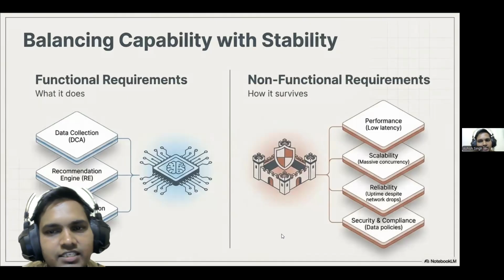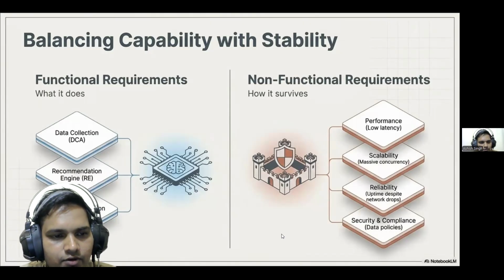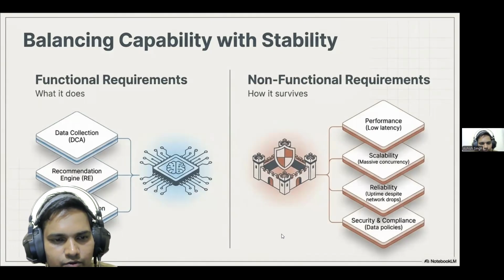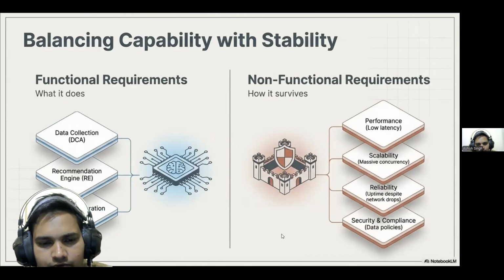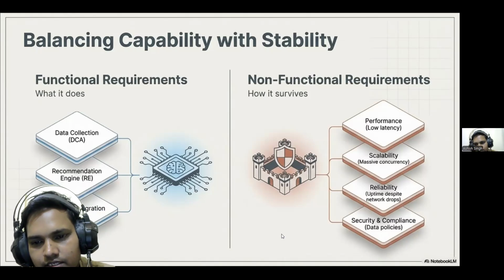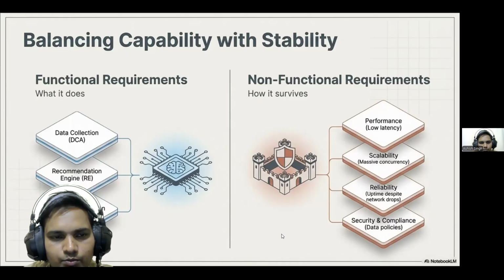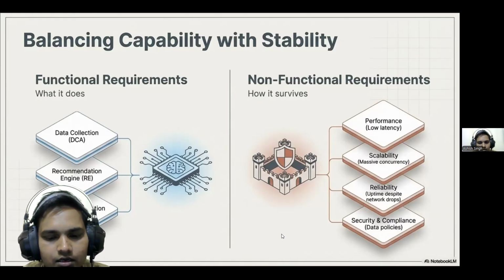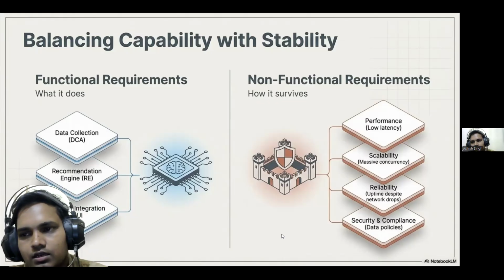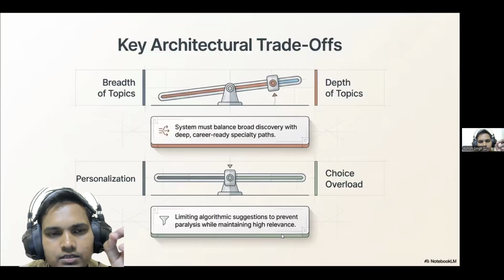Now, how can we balance capability with stability? The functional requirements are fulfilled by data collection, the recommendation engine, and the platform UI. The non-functional requirements are performance, low latency, scalability, reliability, and security and compliance. This is a bit on the previous slide only. I think one more slide is missing that I generated using AI, but the main document, which I have done properly, will give you this.